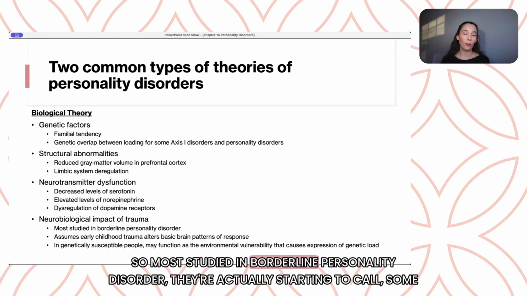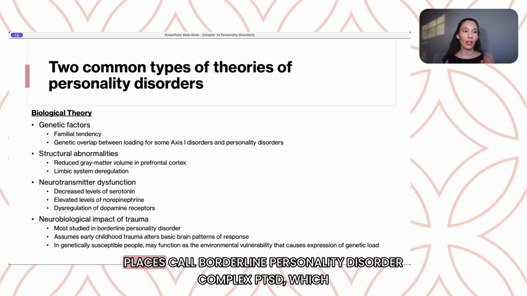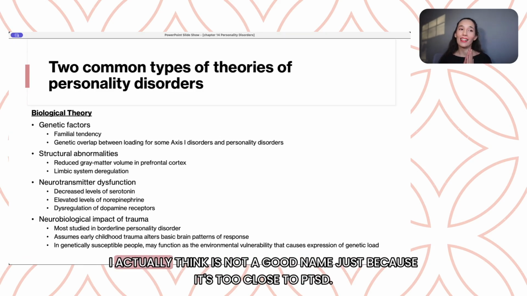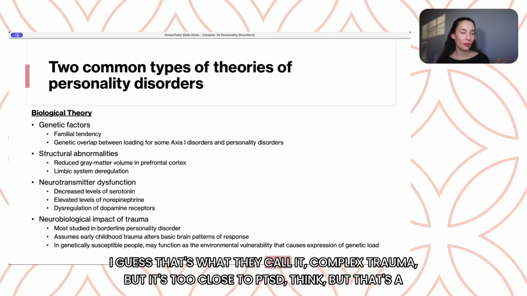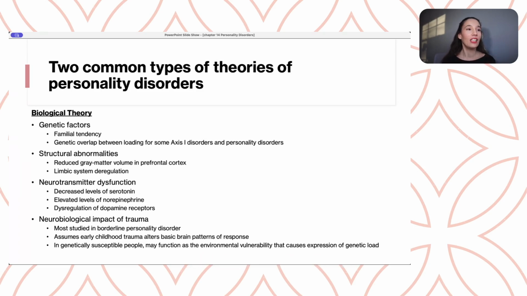This is most studied in borderline personality disorder. In some places they're actually starting to call borderline personality disorder complex PTSD, which I actually think is not a good name just because it's too close to PTSD. Or complex trauma, I guess that's what they call it, but it's too close to PTSD, I think. But that's a name people are calling it.